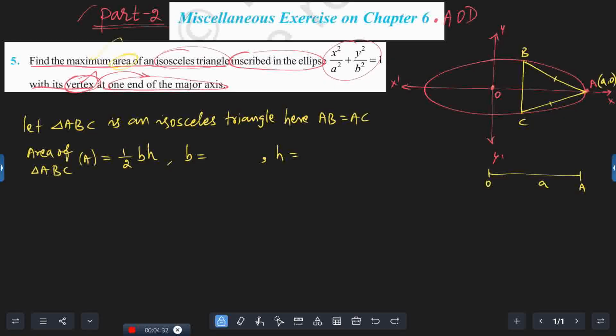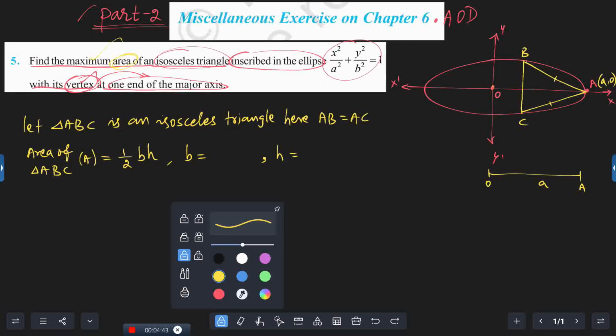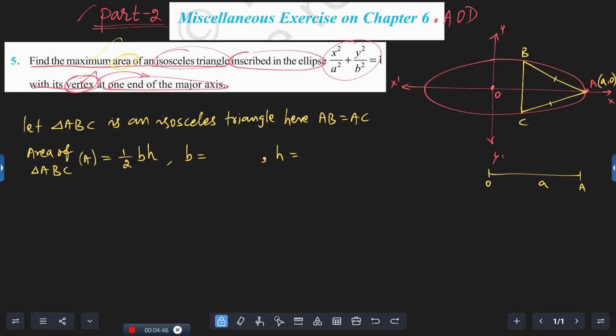And the B point, we don't know. But in the second chapter or fifth chapter, or else in 11th, we have discussed any point on an ellipse or any point on a parabola, right? Any point on a parabola, if you take, the point will be (at square, 2at). This is any point on a parabola.